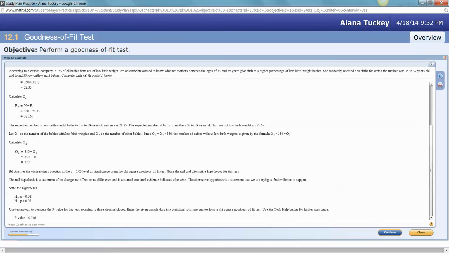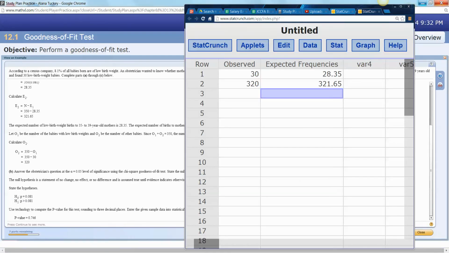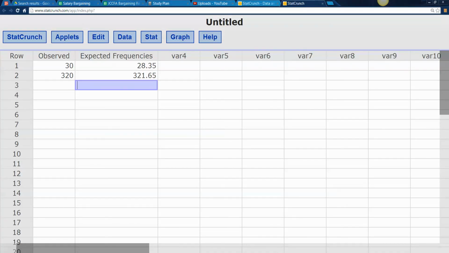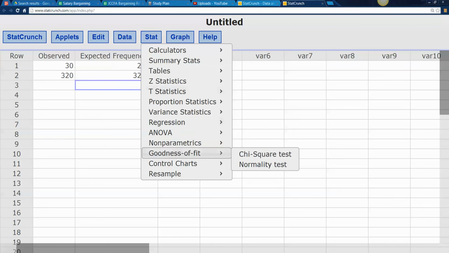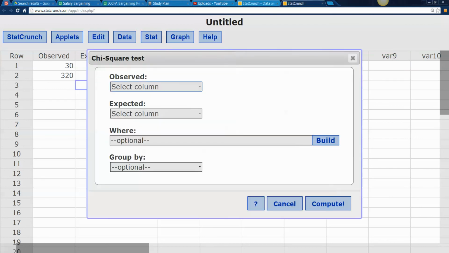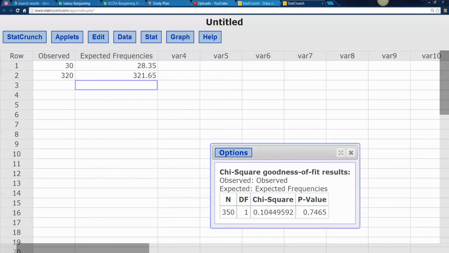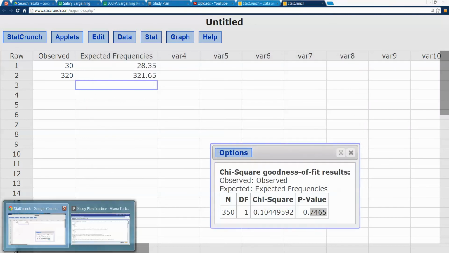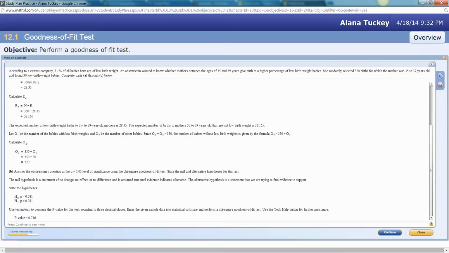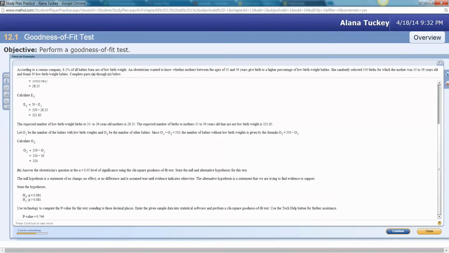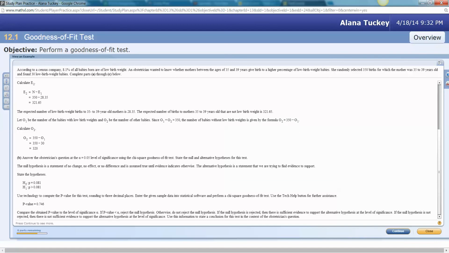Okay, so let me go grab StatCrunch. Pretty simple and straightforward. So I go Stat, Goodness of fit. It's a chi-square test. Observed is in the observed, expected is in the expected. Compute. And there you go, 0.746 or 747. So let's see if that matches what they did. Yep, see right there, 0.746 right there. Close enough. All right, so there's the p-value.